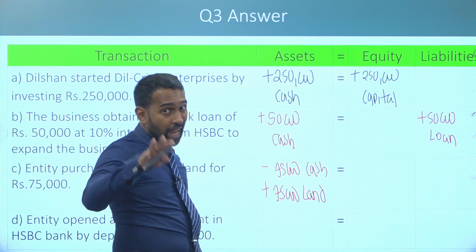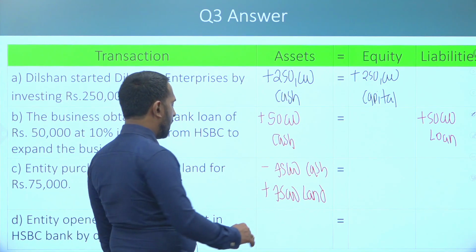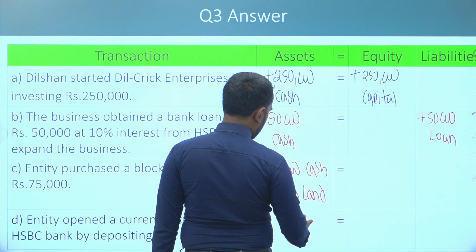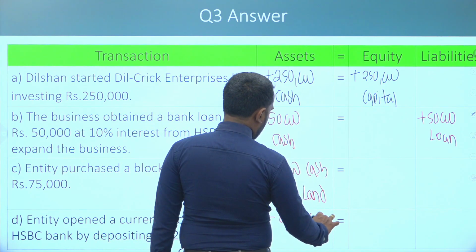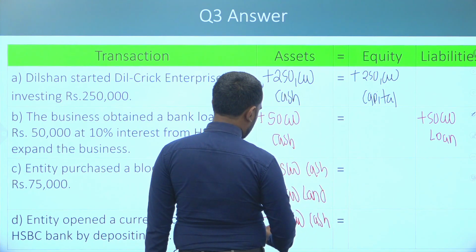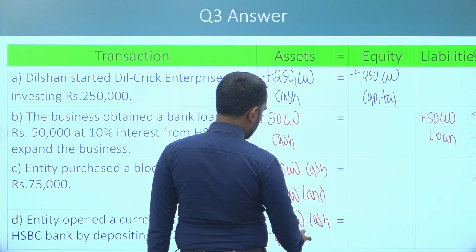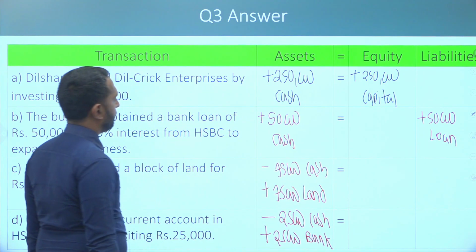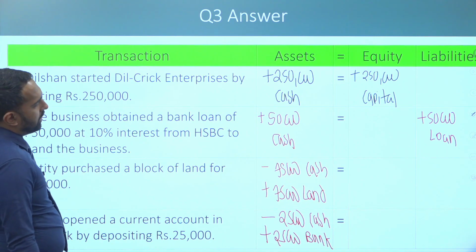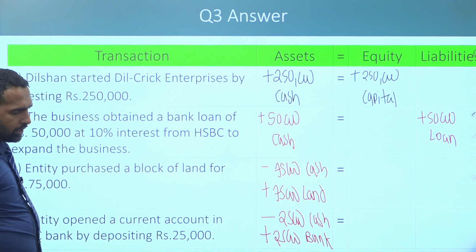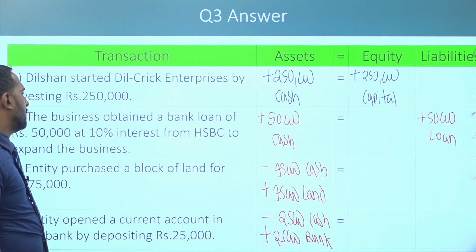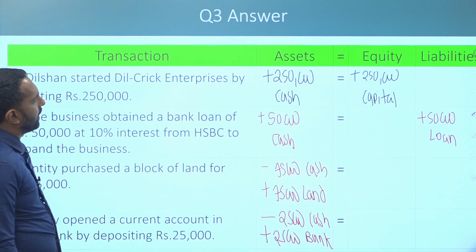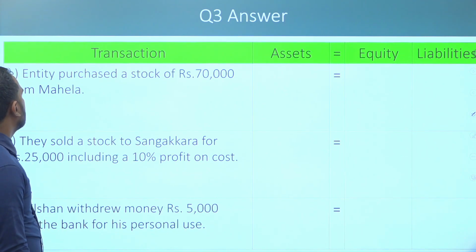So my cash in hand comes down, minus 25,000 my cash in hand. And I'm getting cash to the bank, so plus 25,000 to the bank. Okay. So this part should be correct in all of us. Right. Yes. Okay. Then we look at part E of the question.